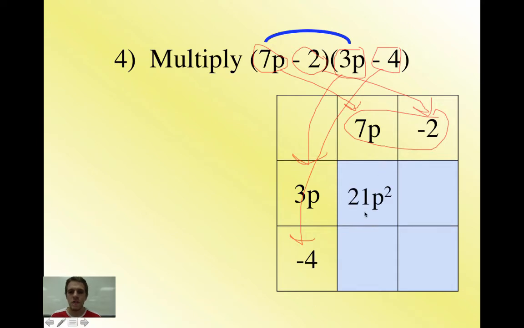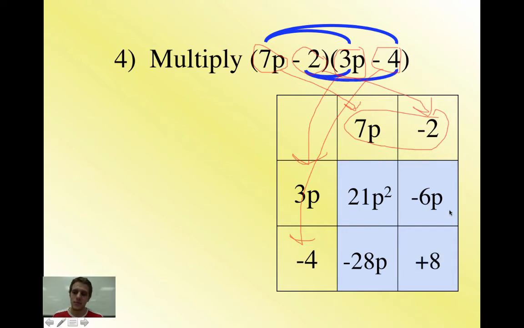So from there you can start filling in the areas. 7p times 3p gives you 21p squared. Next box, 7p times negative 4, you get negative 28p. Next box, you get negative 6p. And the last one, you get positive 8. So go ahead, double check, make sure you know where those are coming from. Those are the areas of each of those rectangles.